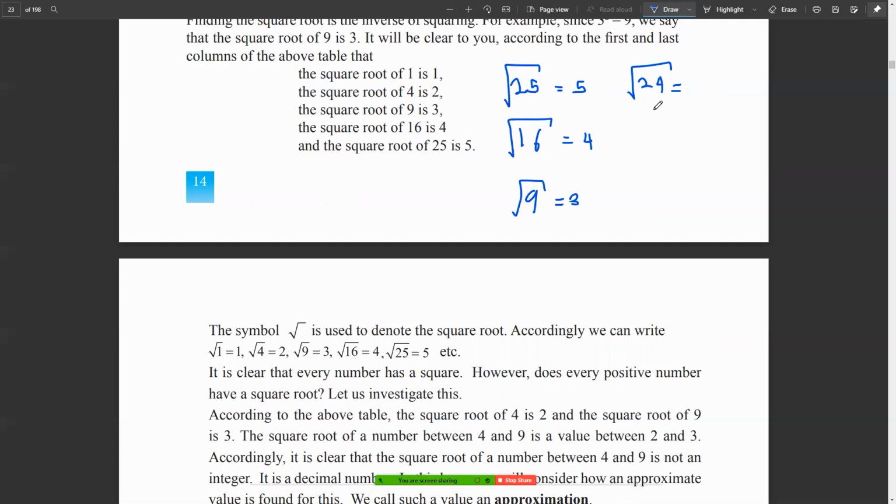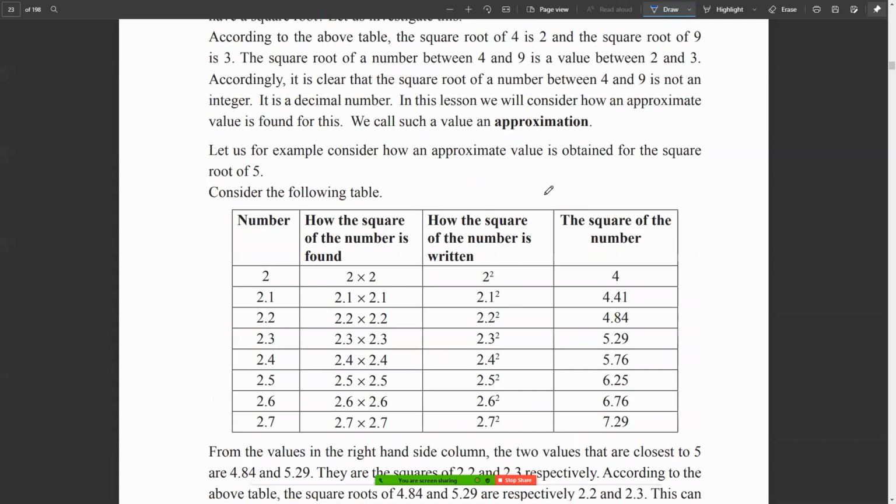So in that sense you can understand that we can't say there should be a perfect square root value for each and every number. In this kind of situation, we use different kinds of methods to determine the square root value of this kind of numbers. Let's take one by one. This one is just like an approximation.